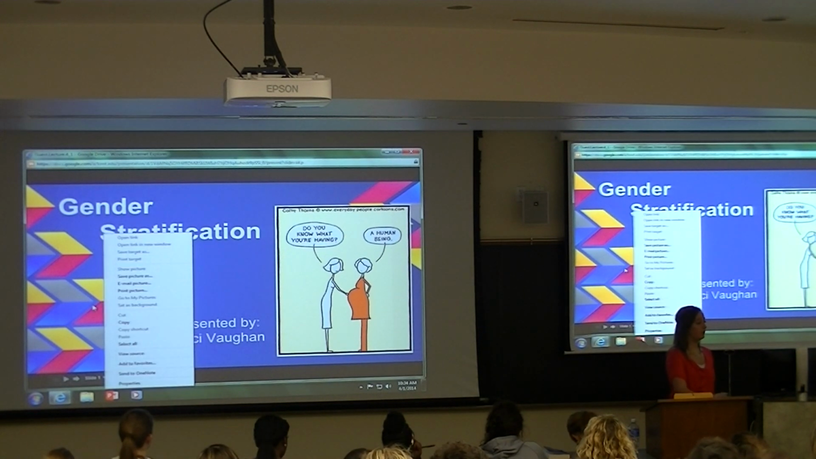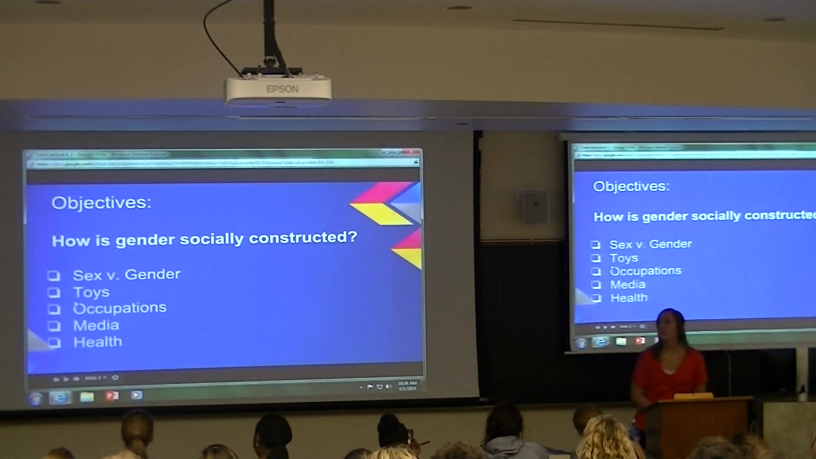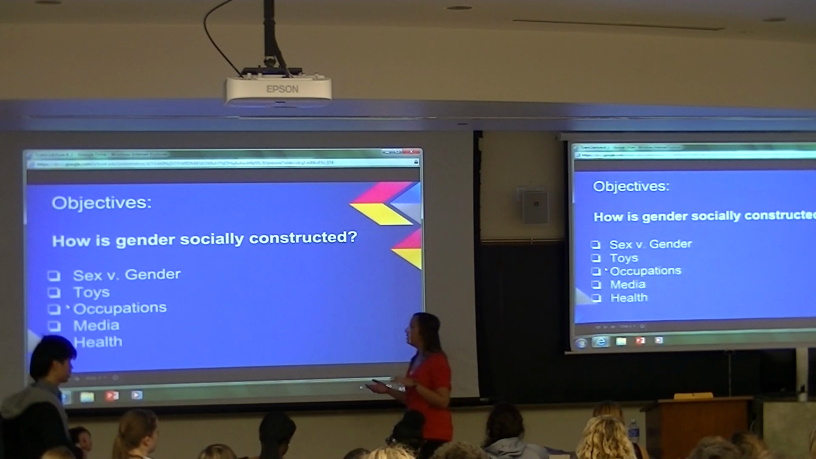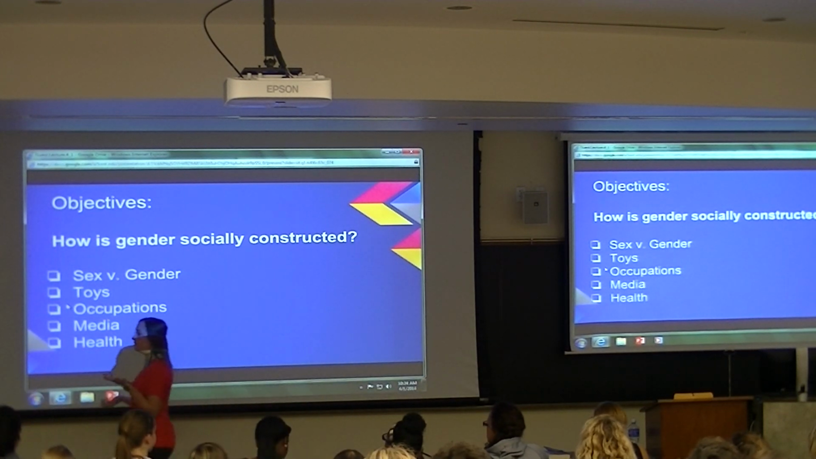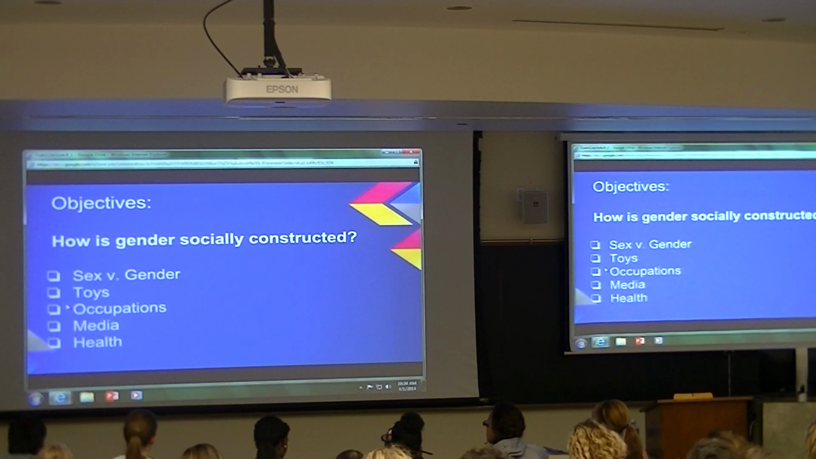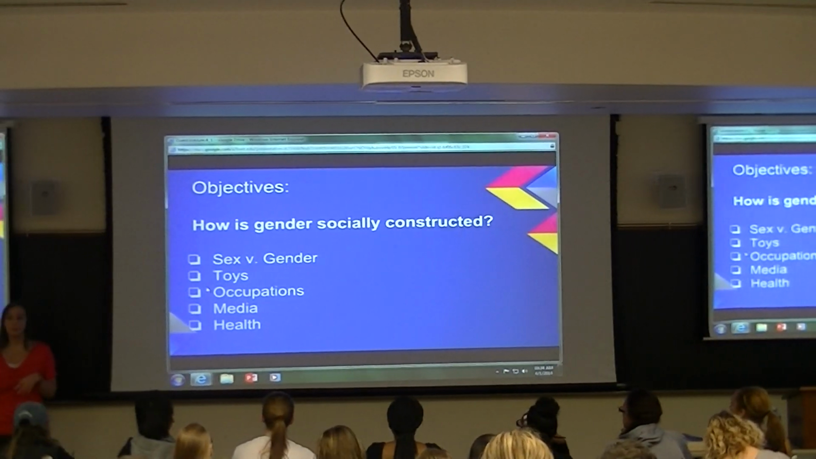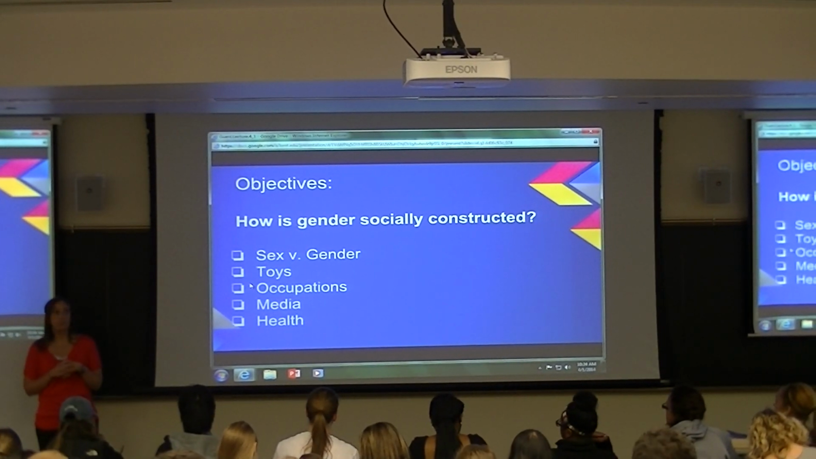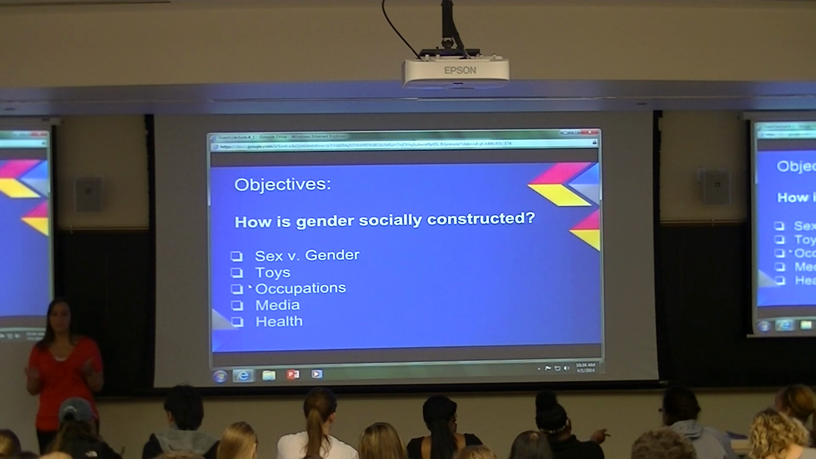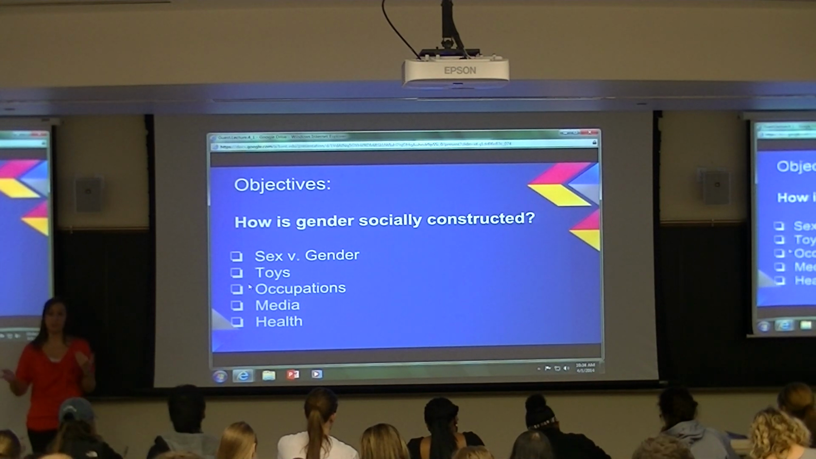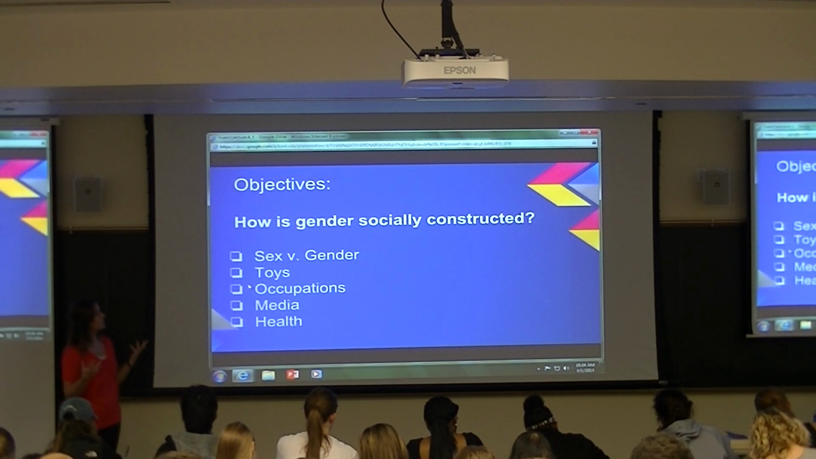So we're going to talk about gender stratification. The overall objective for today is to understand how gender is socially constructed. First we're going to talk about the difference between sex and gender. It's very important to know that they're not the same thing. Our sex is not the same as our gender, even though society would like to think so.